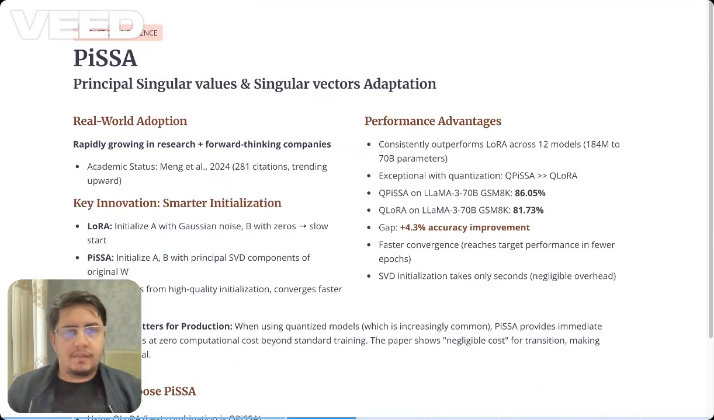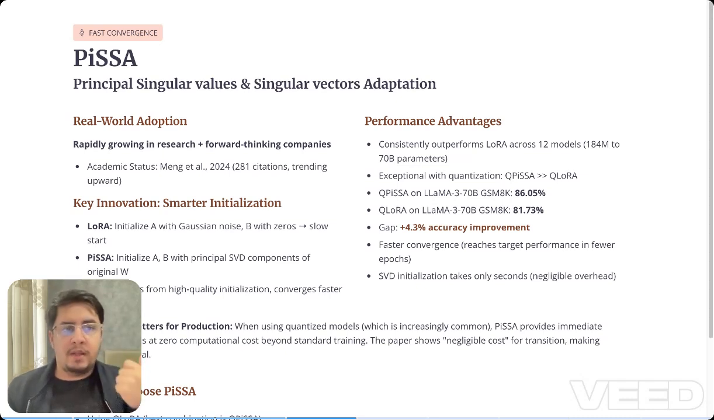Moving on, the next method we see is PiSSA. So far we've seen vanilla LoRA, which is the raw, robust place you'd go to.